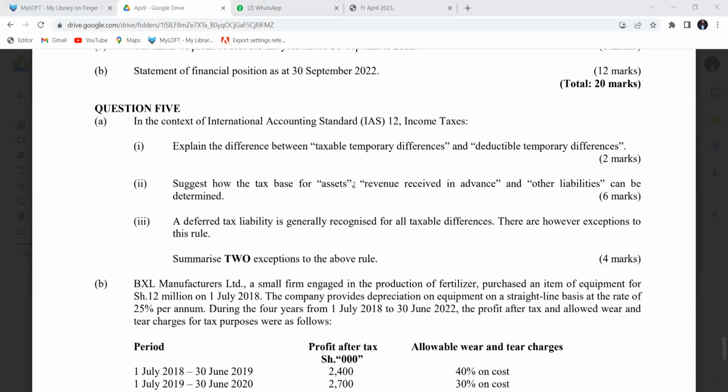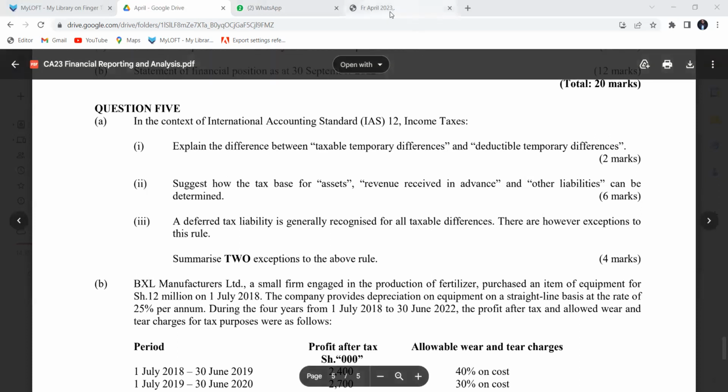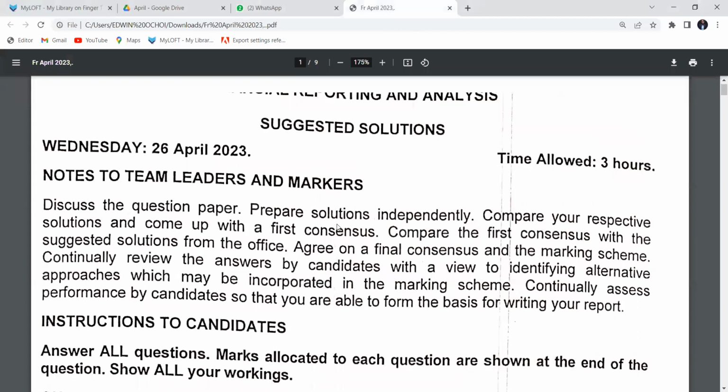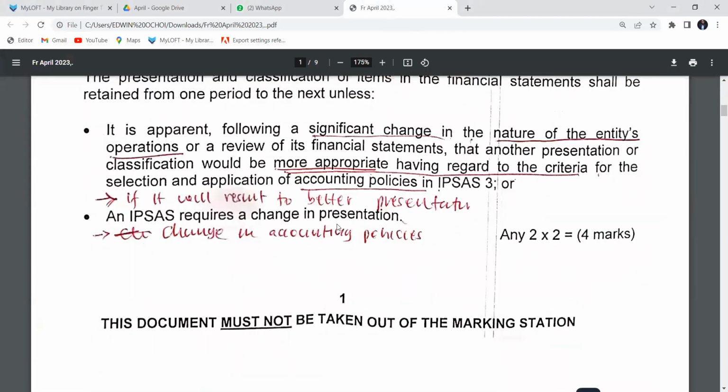Suggest how the tax base of assets, revenue received in advance, and other, yes. Please regulate the answer to Roman one. Sorry? I want to note it down. The answer to Roman one, but please regulate. I've even shared the answers. Have you realized that?